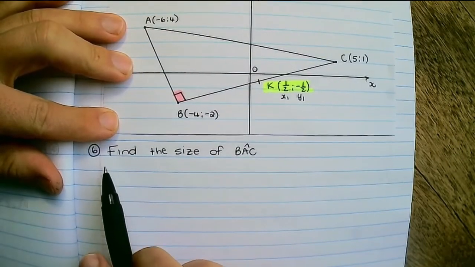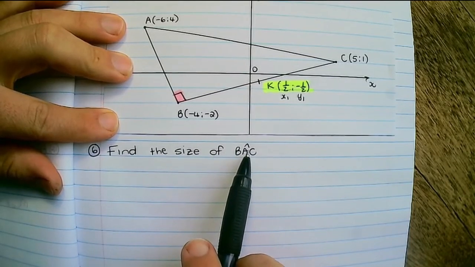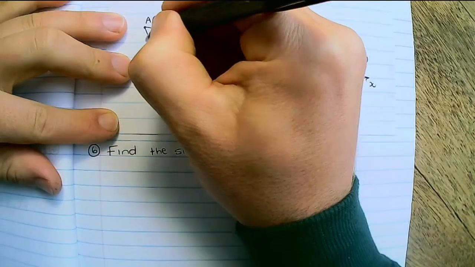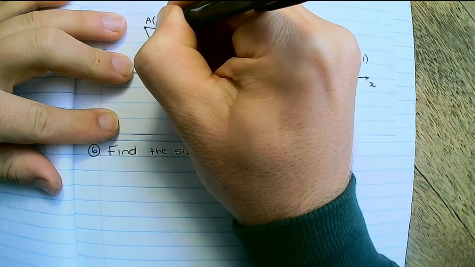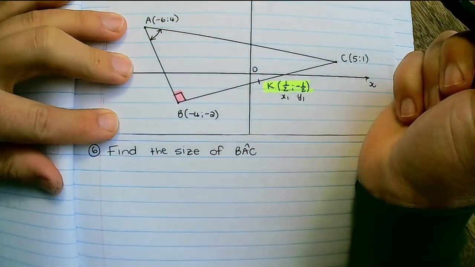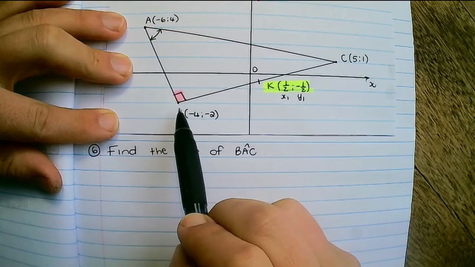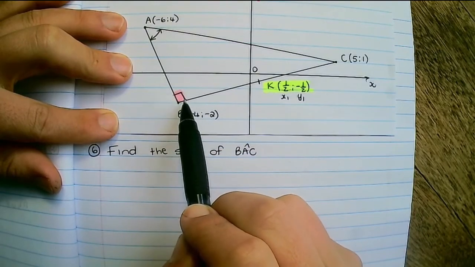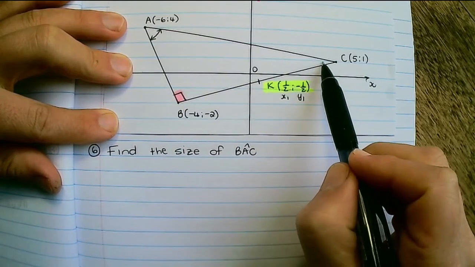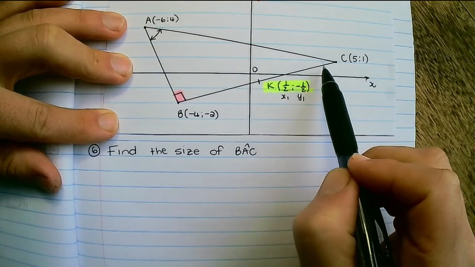And in our final question, we want to find the size of angle BAC. So we want to find the size of this angle. Here I can see that I already have a 90 degrees within this angle, and that I only need to find this angle size. That will take some calculation.